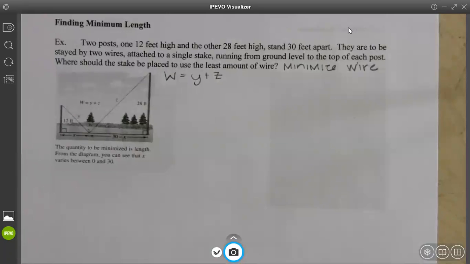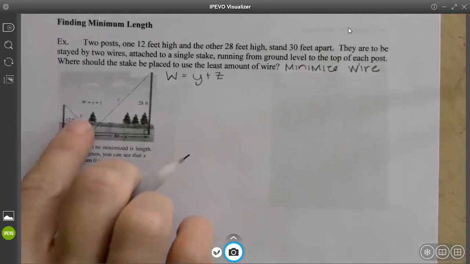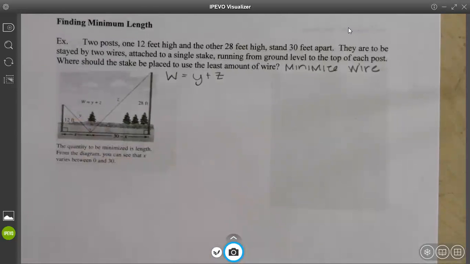But I need to get it in terms of the same variable. Same variable. So what are we looking for about the wire? But what do we have to know about the wire? How long it is. That's the distance. Does everybody understand? So we need to know the distance. How do we find it? How do we find the distance of Y? The length of Y. Yep. Does everybody see that?